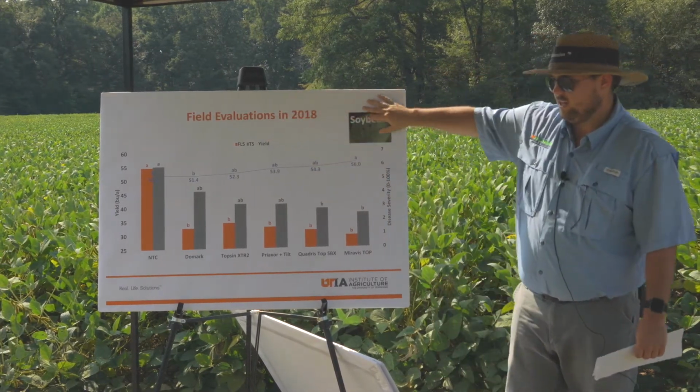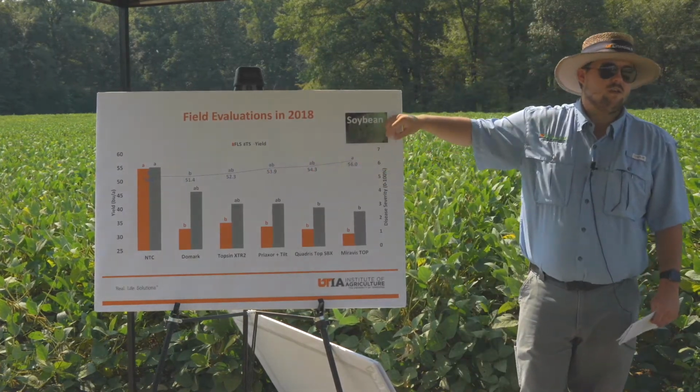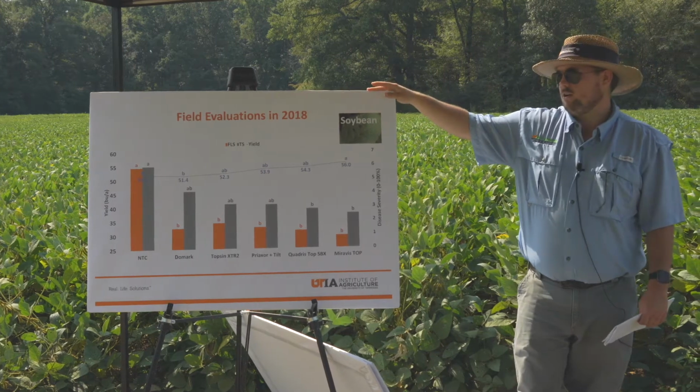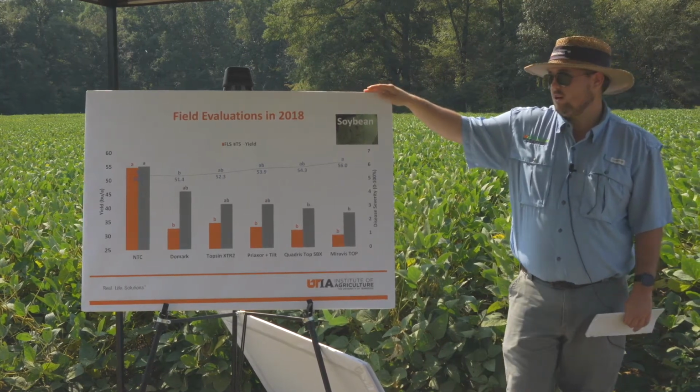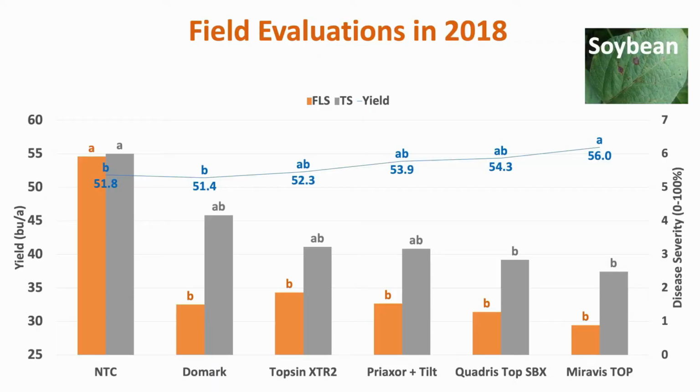We don't have as much frog eye, so it changed a little bit. But just to give you an idea, we have our yield on the left-hand side, and that's going to be the blue bar going across. Our gray bar is the amount of target spot, and the orange bar is the amount of frog eye. So we were able to decrease the amount of frog eye we had in the field with all the different products and mixes that we used.